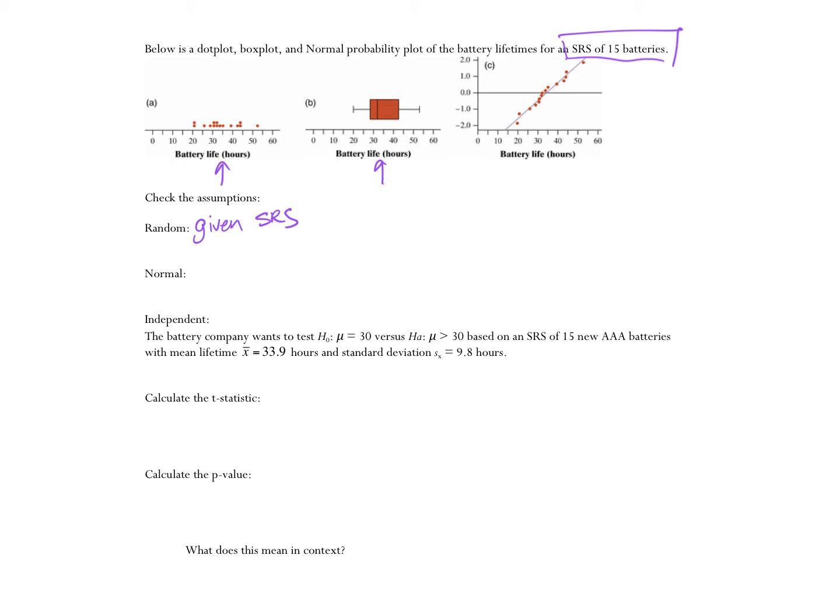What I'd like you to do when you talk about the graph, I want us to be a little bit more specific. So I'm going to say a dot plot of the sample shows no major skewness or outliers.